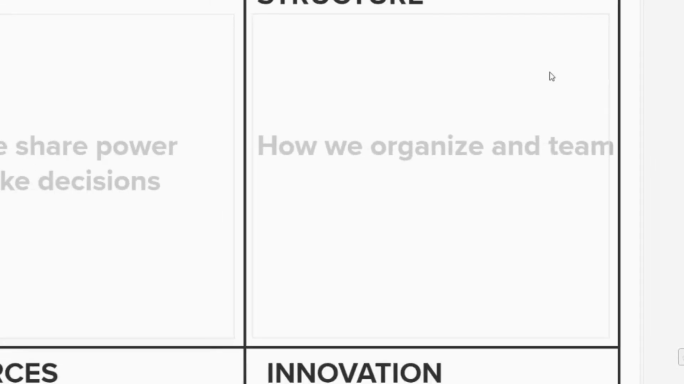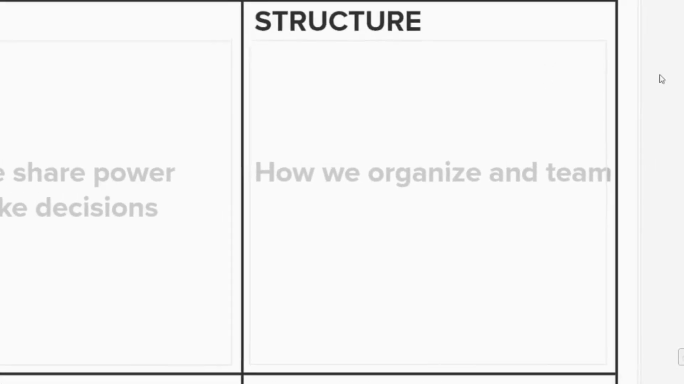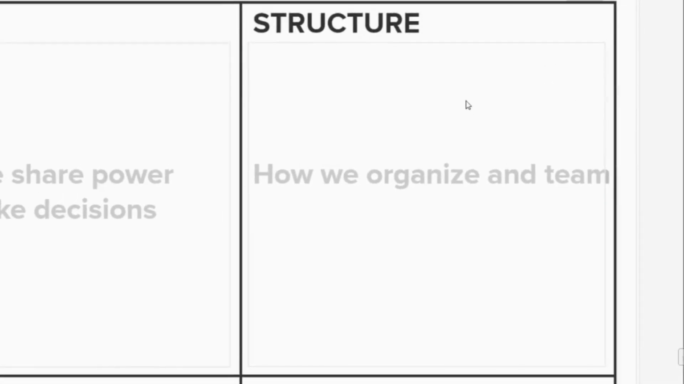And another area of the canvas is structure. How is the organization in general organized? How do we team? Are teams really teams? Do people enjoy being in teams? Are teams between different departments common? Are they disbanded? Do they last long? Is the work in them effective or ineffective?